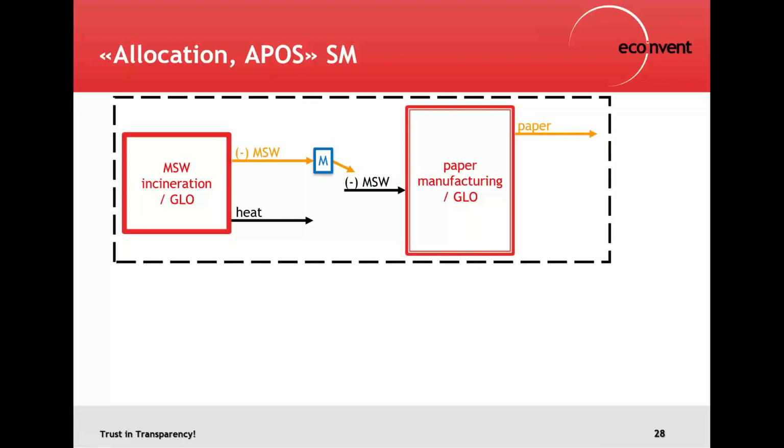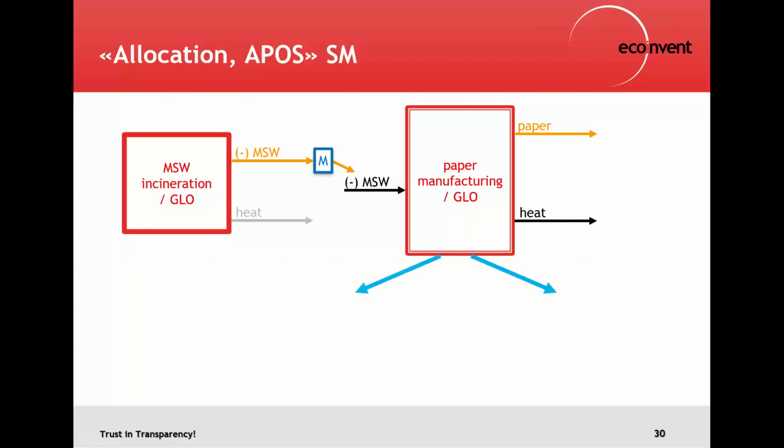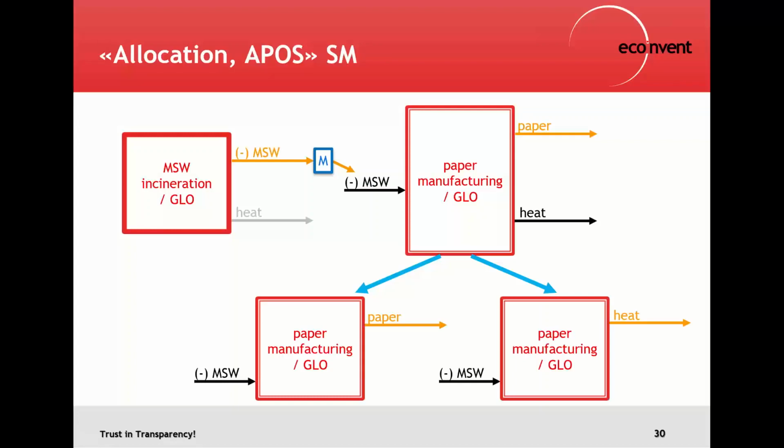How is it going to happen? I was saying this is a system expansion, so heat will be considered in the paper manufacturing, and heat will be allocated against paper in the paper manufacturing, generating two activities: paper manufacturing producing heat and paper manufacturing producing paper. Allocation here happens using the same considerations as I mentioned in the introduction, using physical properties like exergy in the case of cogeneration, using price in most of the other cases.